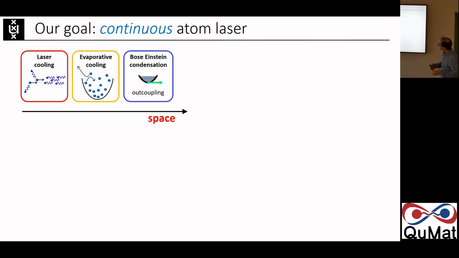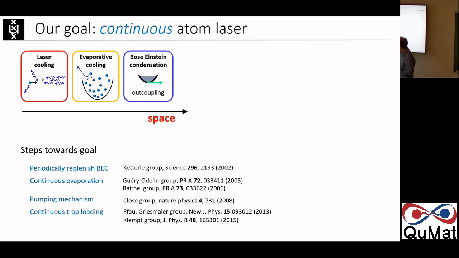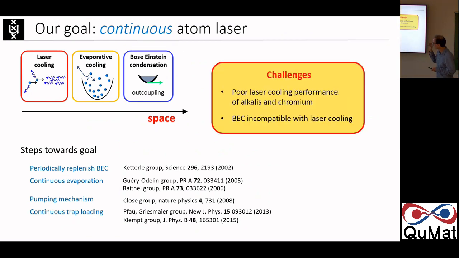Now, the solution to this is clear. You just need to execute all these cooling stages at the same time, but one after the other in space. But that's not so easy because these various cooling stages are not super compatible with each other. All the same, there was a lot of progress over the last years. People have periodically replenished BECs, there was a continuous evaporation experiment, and so on. But they couldn't quite reach continuous Bose-Einstein condensation. And the reason is that they operated their machines with either alkalis or chromium. And these elements just can't be laser cooled very well.